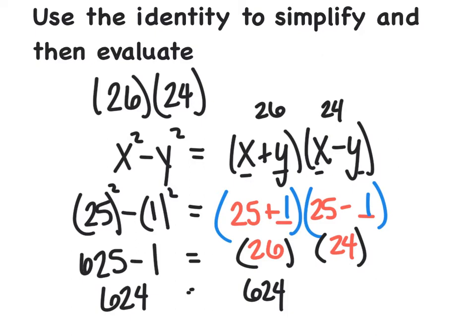Okay, so maybe if that one went a little too fast, let me go back and just talk it through again. If I want to quickly multiply 26 times 24 without a calculator, I basically said it's a number plus a number and that same number minus the same number. So I said, okay, the difference is 2, 24 to 26, so I knew 25 was in the middle. 25 plus 1 got me 26. 25 minus 1 got me 24. Then I said, okay, I'm just going to work backwards in the identity. So if x is 25, I plugged it in here and got 25 squared. If y is 1, I plugged it in here and got 1 squared, which is 1. And 625 minus 1 is 624.